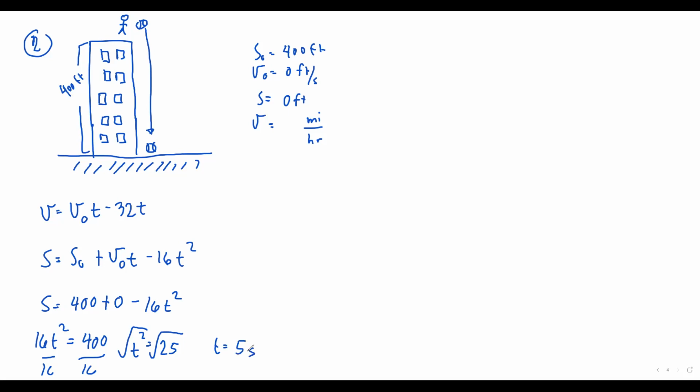So, may value na tayo ng T natin. May time na tayo. So, once we know the time it will hit the ground, we can now get the final velocity. Okay. So, V is equal to, technically, dahil 0 naman yung initial velocity natin, so magiging negative 32 T lang siya. Diba? So, V is equal to negative 32 multiplied by 5. So, V is equal to 160. Tama? 160 feet per second.